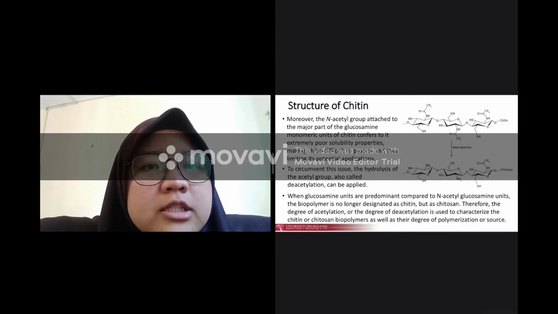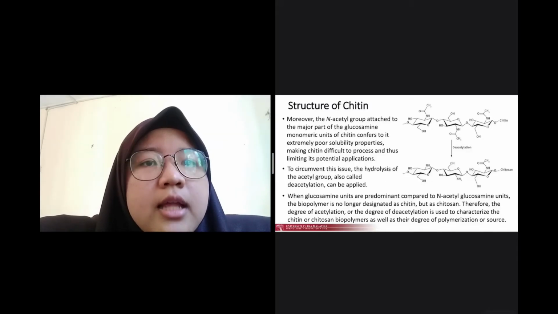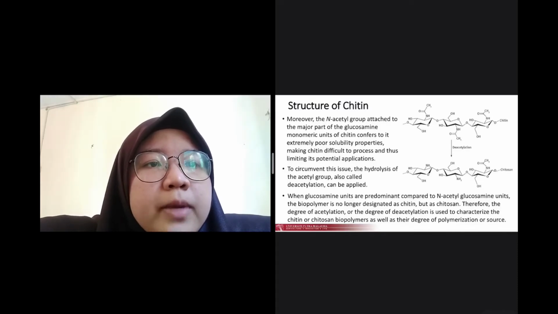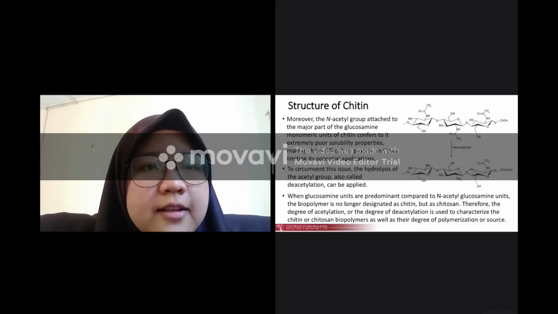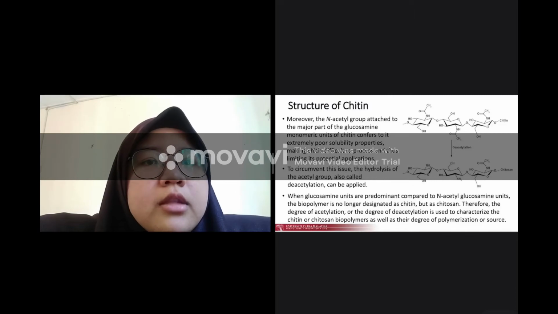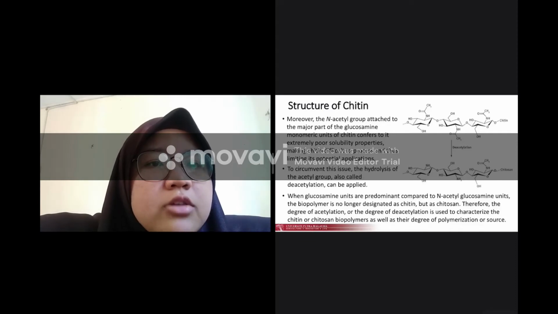To circumvent this issue, the hydrolysis of the acetyl group, also called deacetylation, can be applied. When glucosamine units are predominant compared to acetylated glucosamine units, the biopolymer is no longer designated as chitin but as chitosan. Therefore, the degree of acetylation or the degree of deacetylation is used to characterize chitin or chitosan.